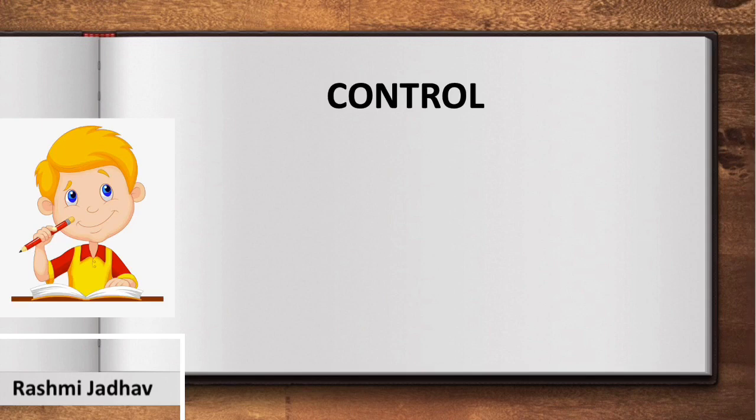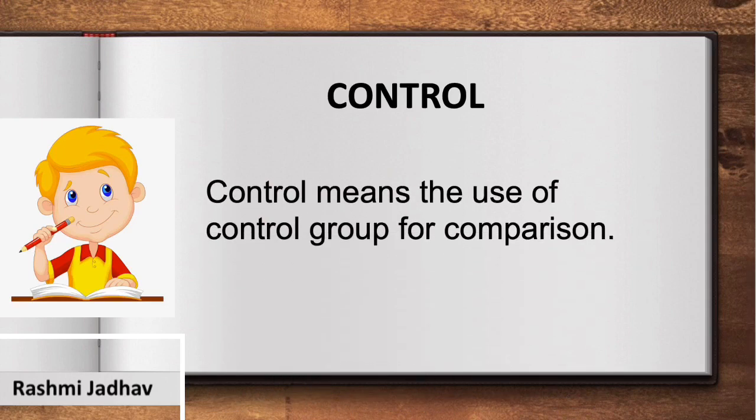Next important feature we will understand is control. What is control? Control means the use of a control group for the comparison. Control is another essential element of true experimental design. The subjects in the control and experimental group are similar in numbers and characteristics, but the subjects in the control group receive no intervention and in the experimental group they receive the intervention.